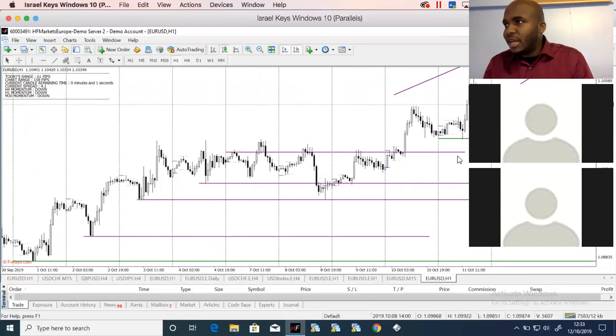So these are the levels: Friday, Thursday, Wednesday, Tuesday, Monday. So this was Monday. Price opened up here. This is the first level. So I'm watching. Did it get to this level? No. Do you see what I mean?